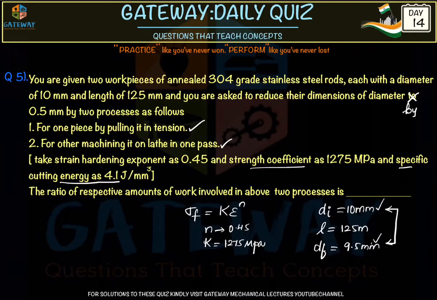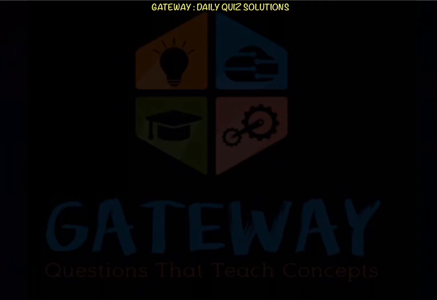So we need to calculate the ratio of the respective amounts of work involved. What will be the work involved in the two processes? It is nothing but the energy consumed in the two processes. Whenever we say work involved in plastic deformation, it is the total strain energy stored in the material up to that point. For that, first of all, we need to take the stress strain curve to show you how it varies.